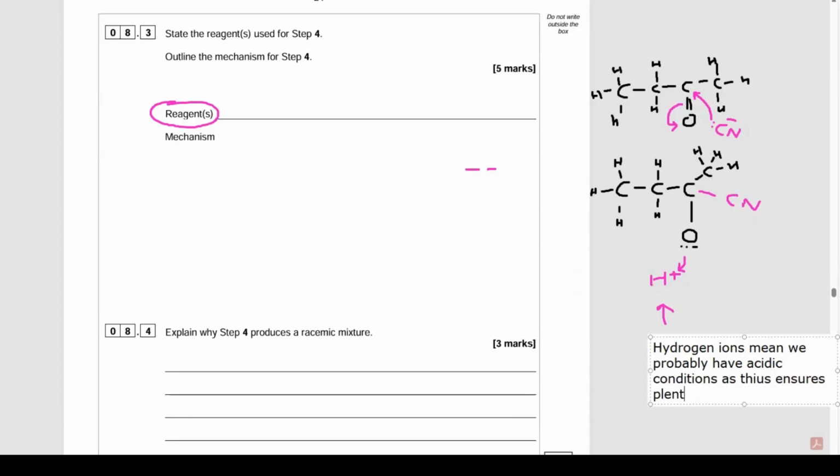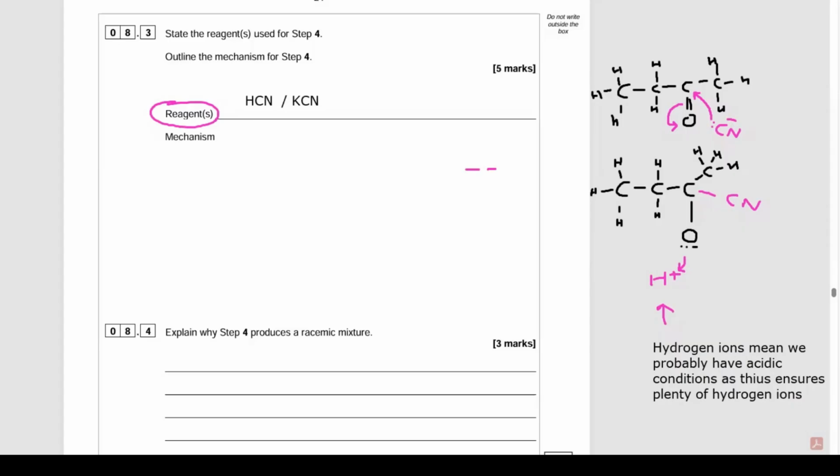Right. What do we need? So I've done the mechanism. That's going to get us 4 of the marks. Oh, reagents. Where do you get hydrogen ions from? So I just wrote a little note there. You're going to need your hydrogen ions from an acidic reagent. So you're going to need sulfuric acid possibly with your potassium cyanide.